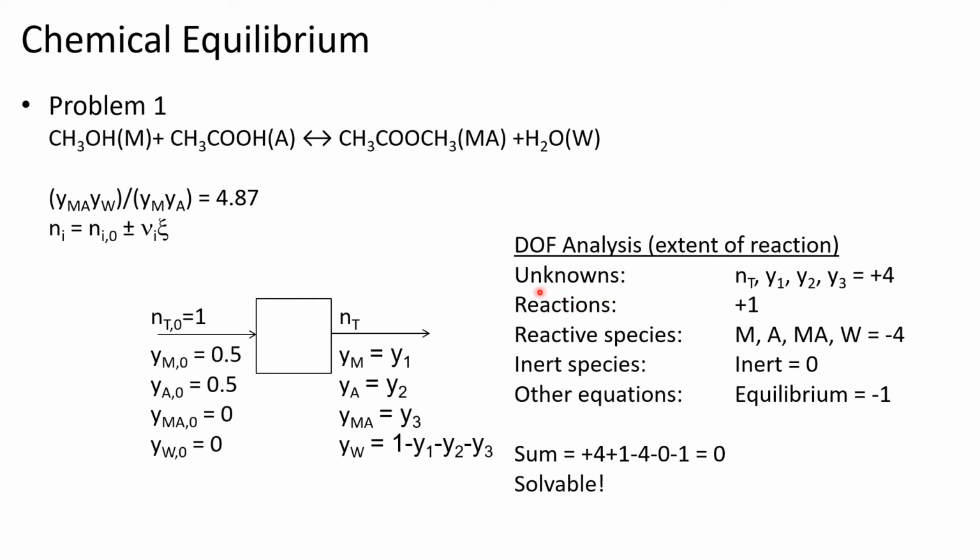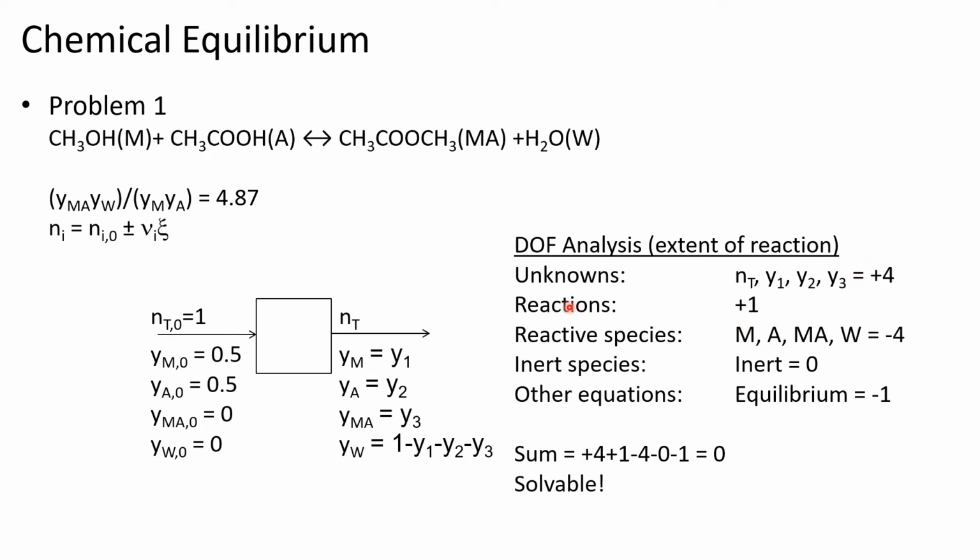Well, let's go through this step by step. Let's count the number of unknowns. If you look at the stream coming into the reactor, we assumed as a basis the total number of moles is 1, and we're told the mole fraction of methanol and acetic acid are both 1/2, and there's no other species present. So the stream is fully specified. There are no unknowns associated with it. For the stream coming out, we have 4 unknowns. We don't know the total number of moles, n sub t, so that will be in our list of unknowns, nor do we know y sub 1, y sub 2, or y sub 3. Therefore, we have a total of 4 unknowns.